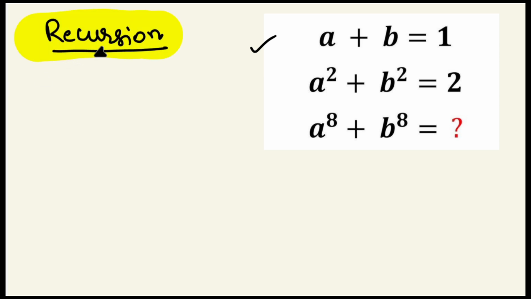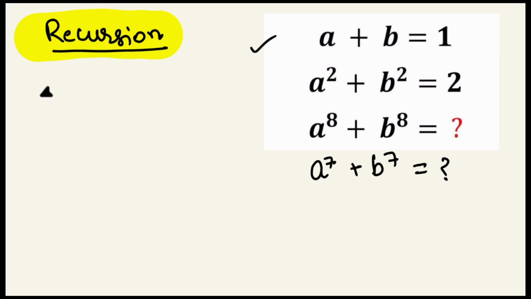Using recursion, we can solve this problem in a more generalized way, which is to say that suppose we had to find a to the power 7 plus b to the power 7, then our previous method will not work and we'll have to do it in a different way. But using recursion, we can generalize, we can find all the values. So let's build a recursive relation here to solve this problem.